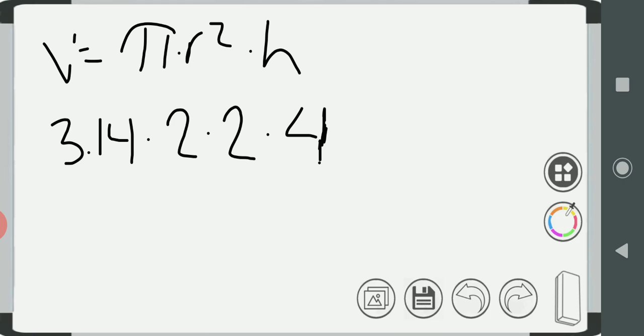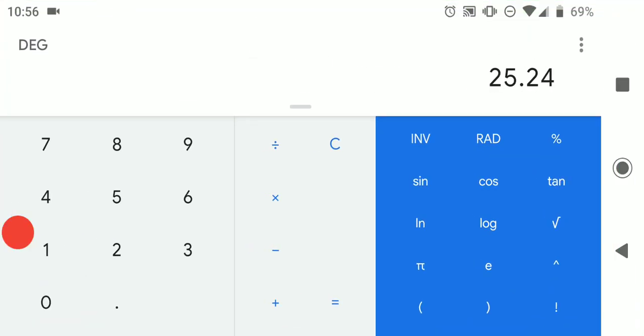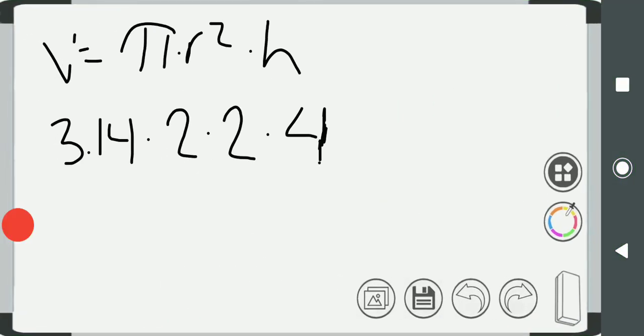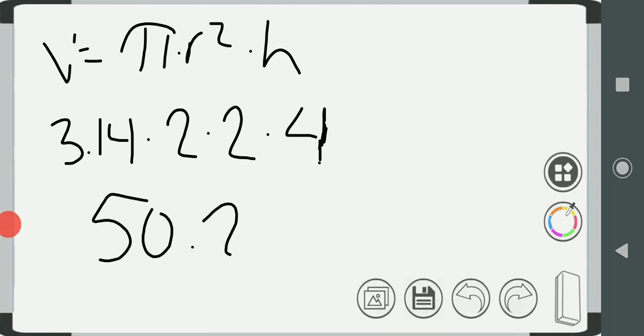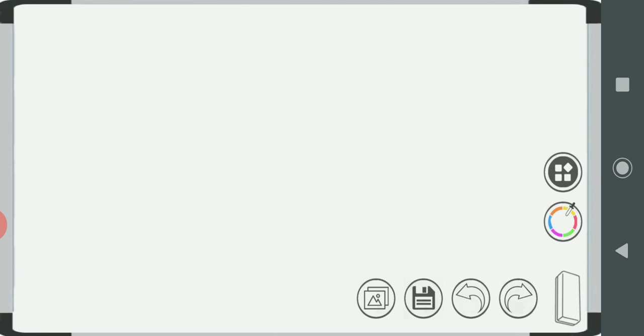Let's put this into our calculator. 3.14 times 2 times 2 times 4. I'm not using the squared because this calculator doesn't do the squared so easily. That gives me 50.24. Back here I get 50.24. Let's pretend it was inches, and because it's volume, it will be cubed.